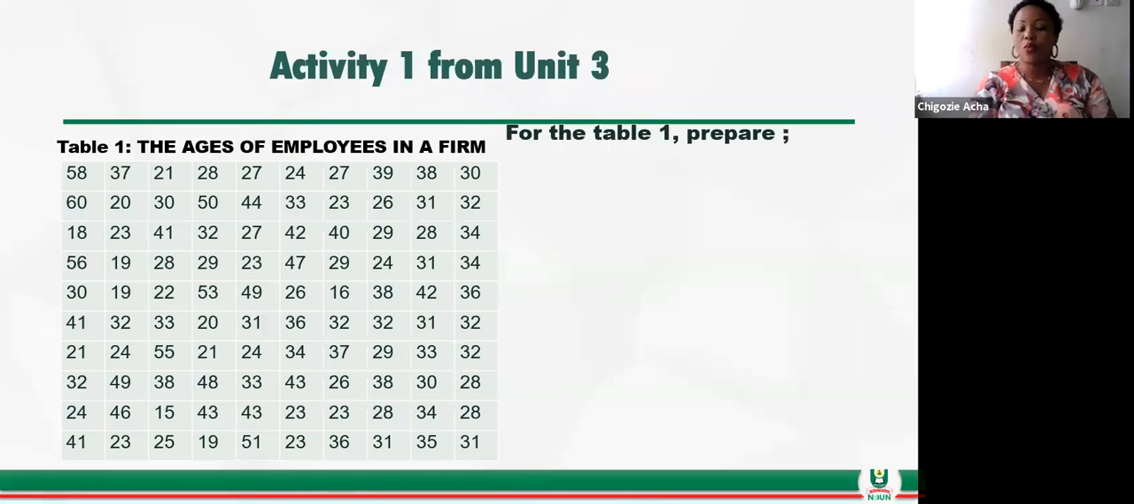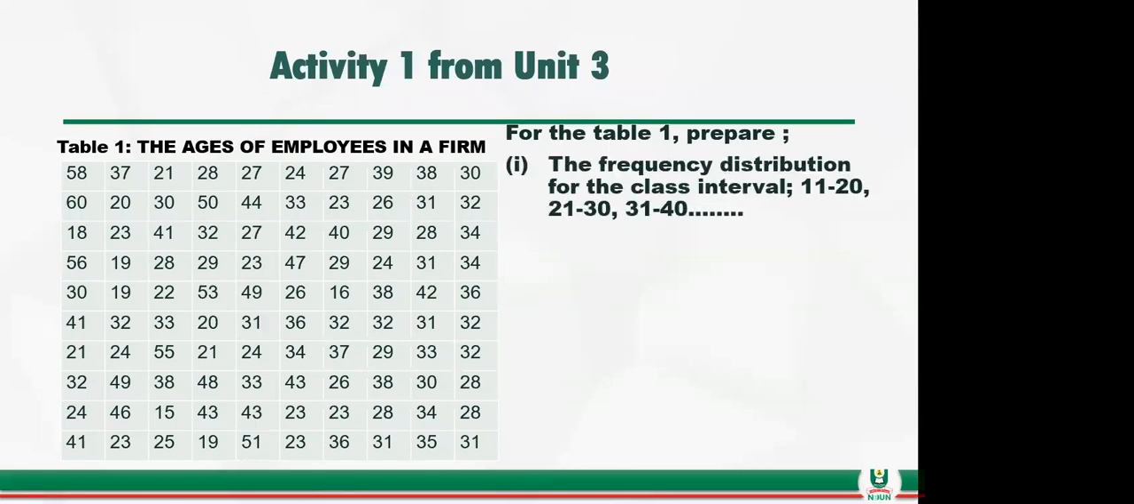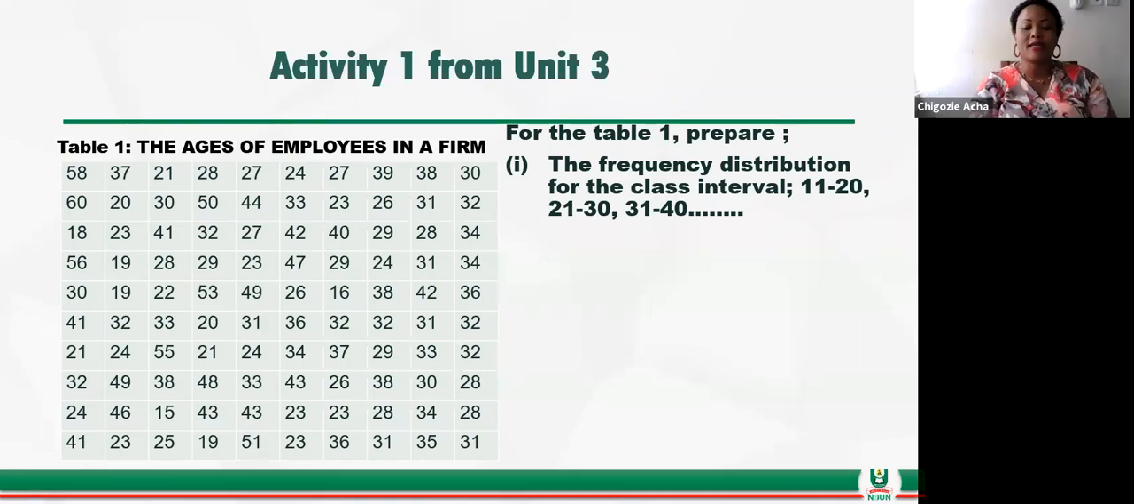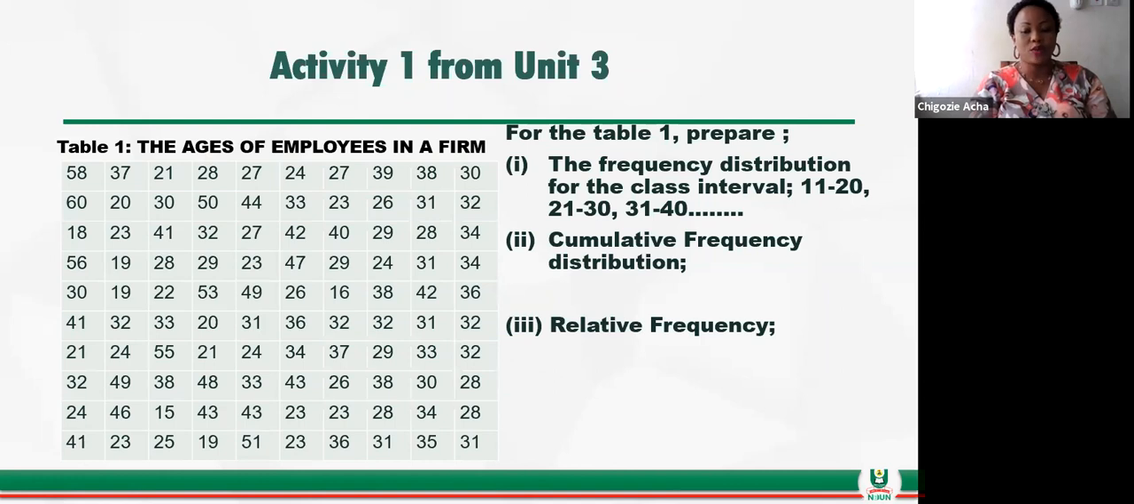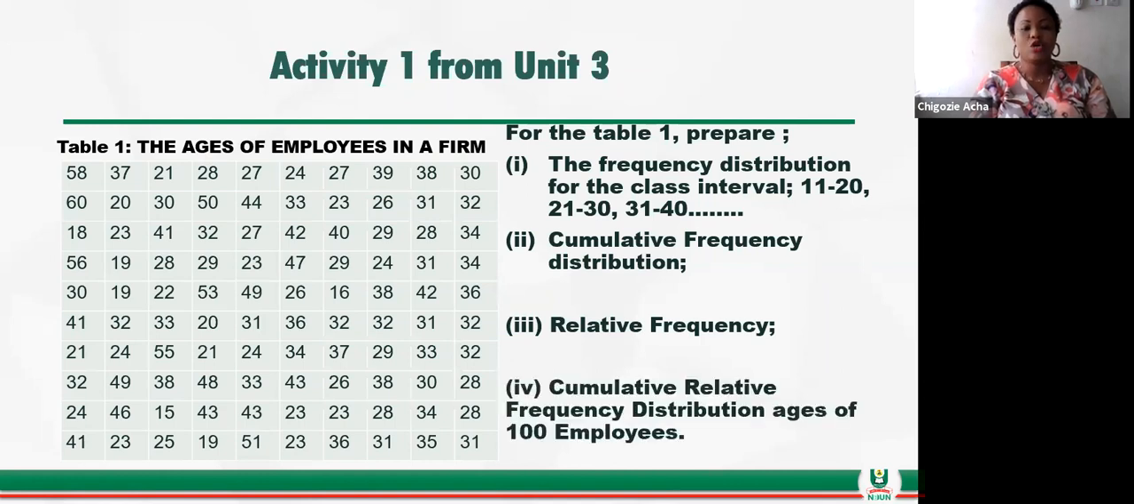We said from table 1, prepare. Please, if your background is noisy, don't mute so that you can hear me very well. Number 1 is the frequency distribution for the class interval. You have been given a range, so what you just need to do is form the tallies and the frequency, okay? And 2, we expect that you calculate the frequency distribution, which is also under unit 3. The third one, relative frequency, and finally, cumulative relative frequency.